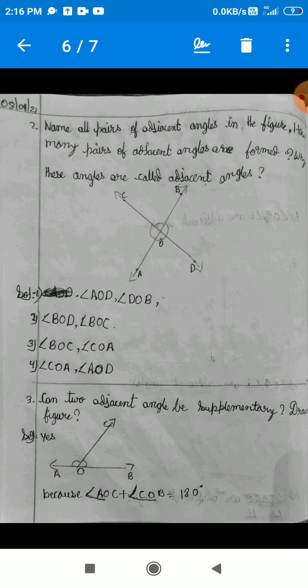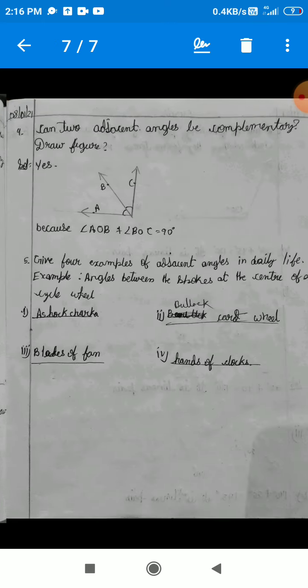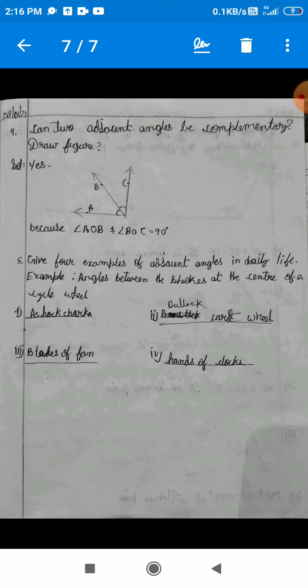Third, can two adjacent angles be supplementary? Draw the figure. Yes, because angle AOC plus angle COB is equal to 180 degree. Fourth, can two adjacent angles be complementary? Draw figure. Yes, because angle AOB plus angle BOC is equal to 90 degree.